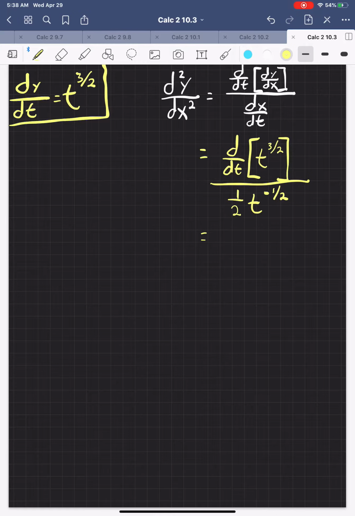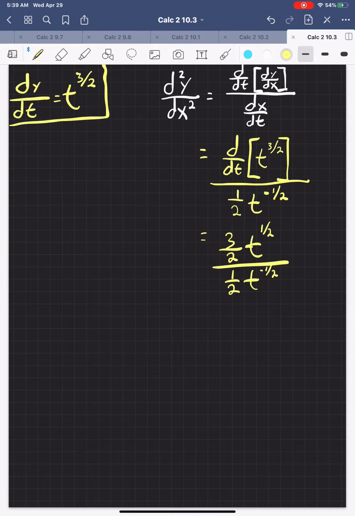Okay, so let's go ahead and take that derivative. So the derivative of t to the power of 3/2 would be 3/2 t to the power. Now, if I have 3/2, that is $1.50. If I take away $1, I would now have 50 cents. So t to the 1/2 divided by 1/2 t to the negative 1/2.